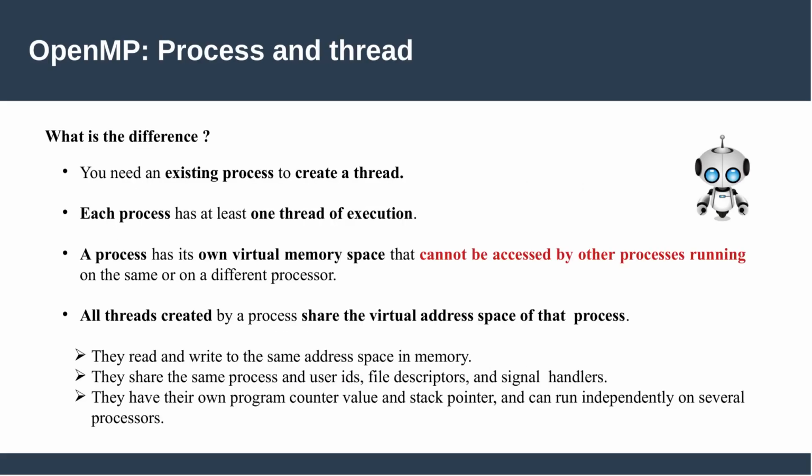A process must exist to create a thread, with each process having at least one thread. Processes have unique virtual memory spaces, inaccessible to others. Threads within a process share this space, allowing them to read and write to the same memory. They share process IDs, file descriptors, and signal handlers, but have individual program counters and stack pointers.